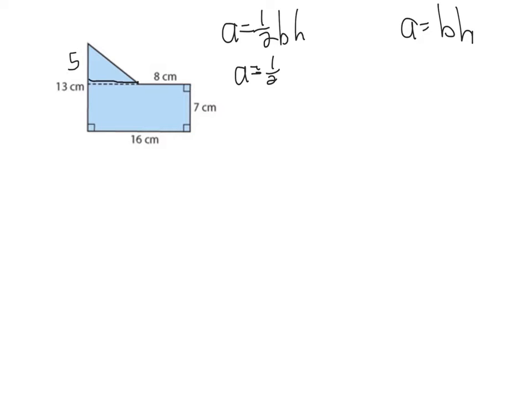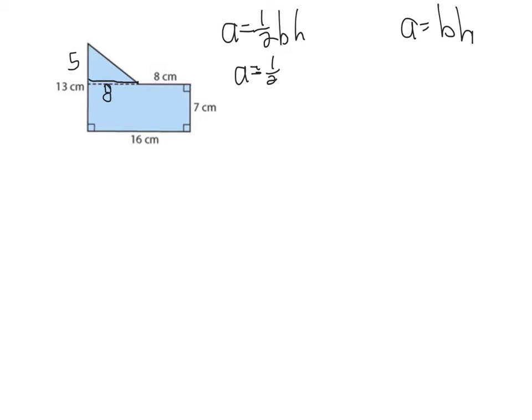Now I need to figure out this length here, which is going to be my base. I know this length here is 16 centimeters, and this length here is 8 centimeters. I can figure this out because this length and this length are exactly the same. So if I know part of it, I can find the rest just by subtracting this number from this number. 8 from 16 leaves me 8, so the length of the base is 8 centimeters.